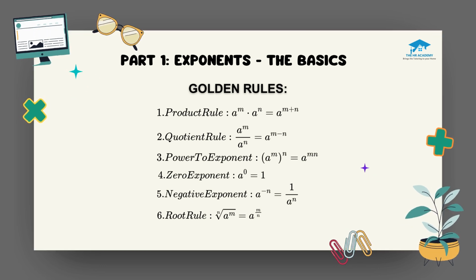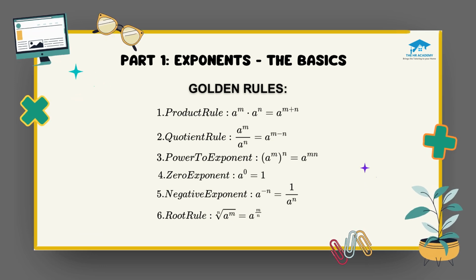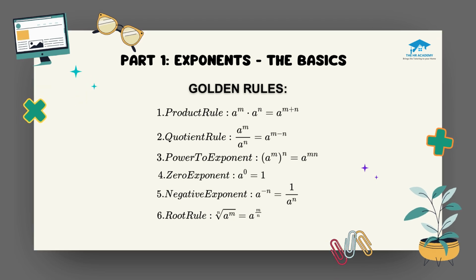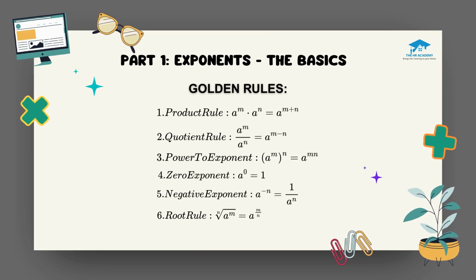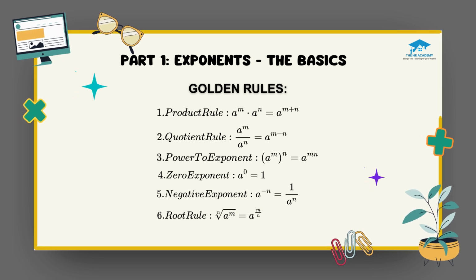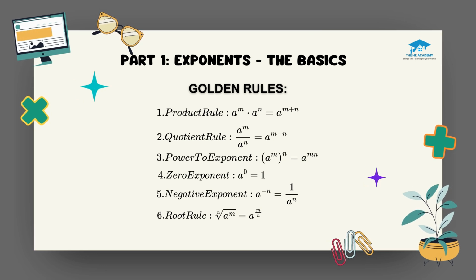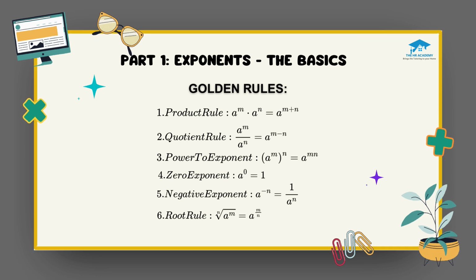The product rule: a to the power of m, multiplied by a to the power of n, is equal to a to the power of m plus n. When you multiply two powers with the same bases, add their exponents. Next is the quotient rule. A to the power of m over a to the power of n is equal to a to the power of m minus n. When you divide two powers with the same bases, subtract their exponents.